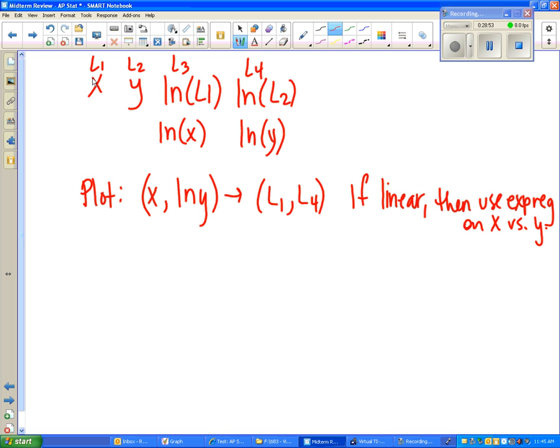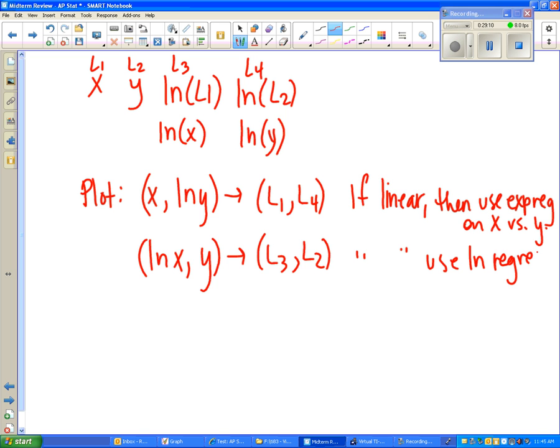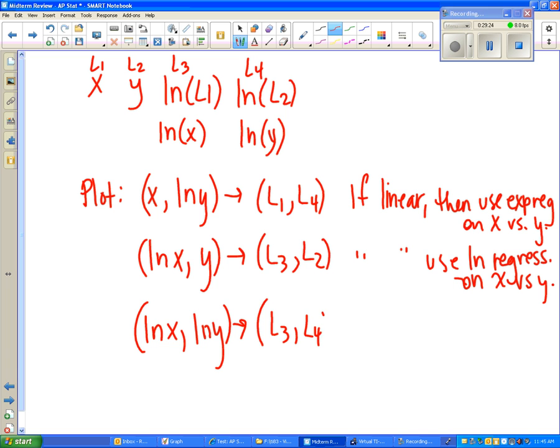If the plot of, let's say, the natural log of X versus Y, and that would be basically your list 3 versus list 2, if that's linear, then you're going to use natural log regression. And again, you're going to use it on the original values of X versus Y. If the natural log of X versus the natural log of Y, and that's going to be your list 3 versus list 4, think pow pow, that is your power function or power regression, on X and Y again.